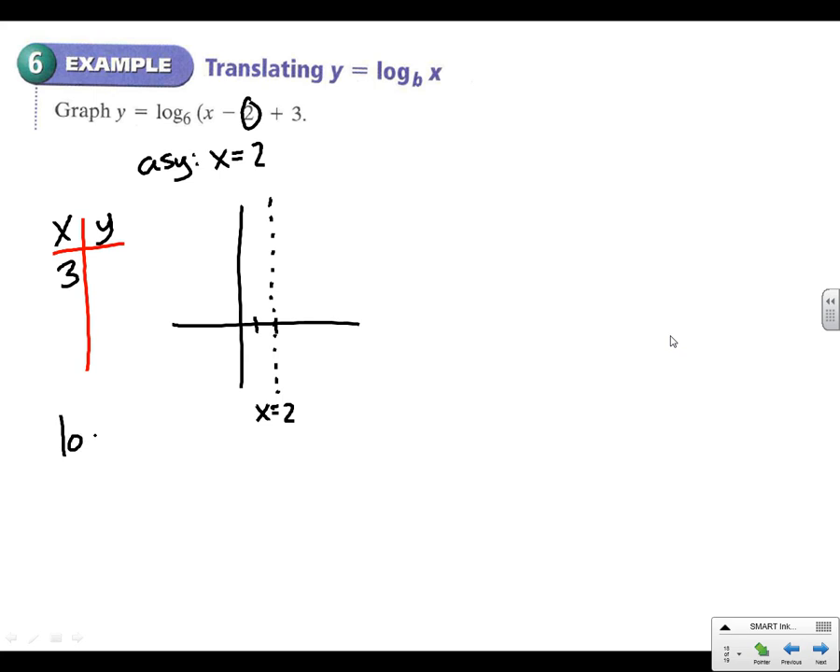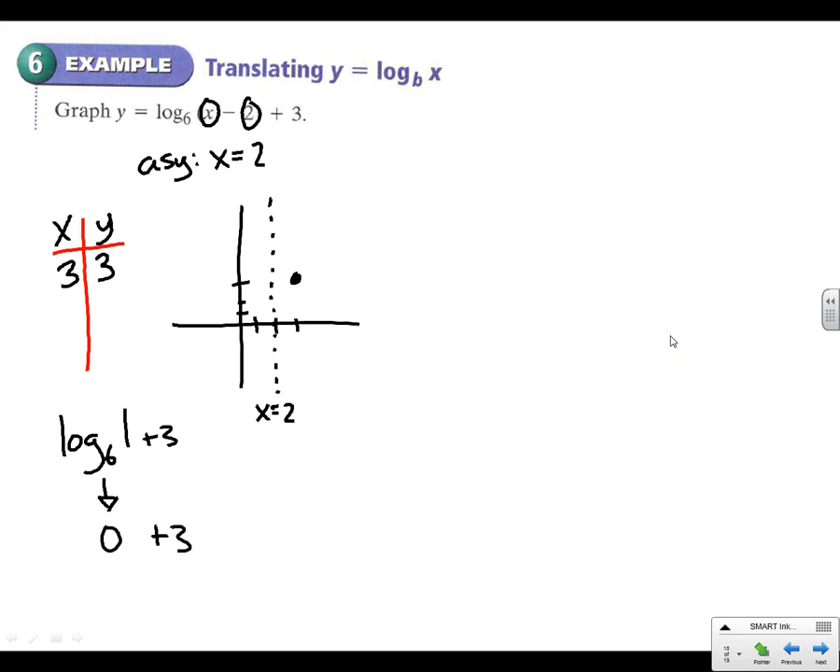Because log base 6 of, if I plug in, 3 minus 2 is 1. Log base 6 of 1, 6 to the 0 power gives me 1. So this turns into 0, because 6 to the 0 is 1. And then we still have that plus 3 hanging off on the end, so 0 plus 3 is 3. All right, so if x is 3, y is 3. There's our first point.